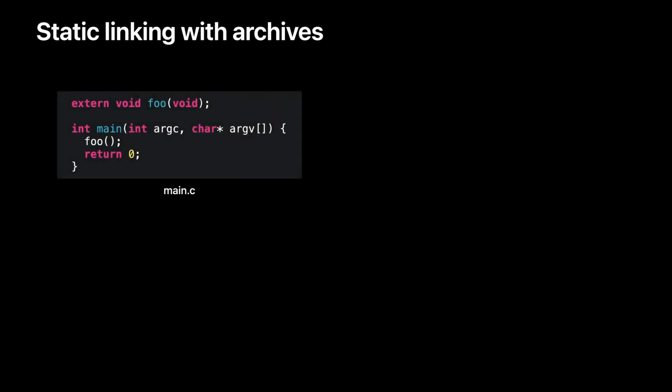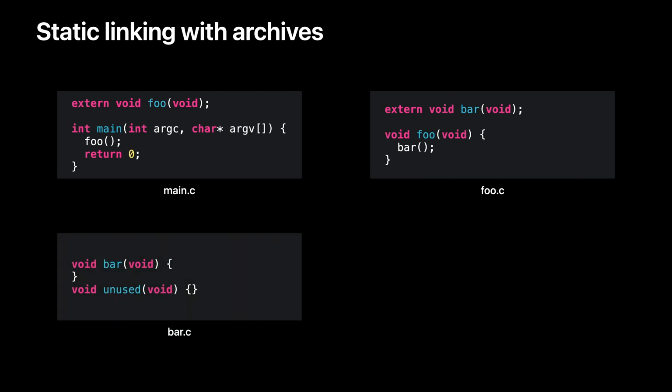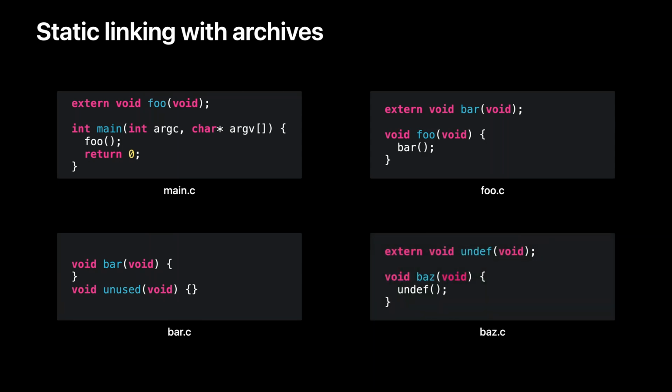But the selective loading from static libraries is not obvious and trips up many programmers. To make the selective loading of static libraries a little clearer, I have a simple scenario. In main.c, there is a function called main, which calls a function foo. In foo.c, there is a foo which calls bar. In bar.c, there is an implementation of bar, but also an implementation of another function which happens to be unused. Lastly, in baz.c, there is a function baz, which calls a function named undef.